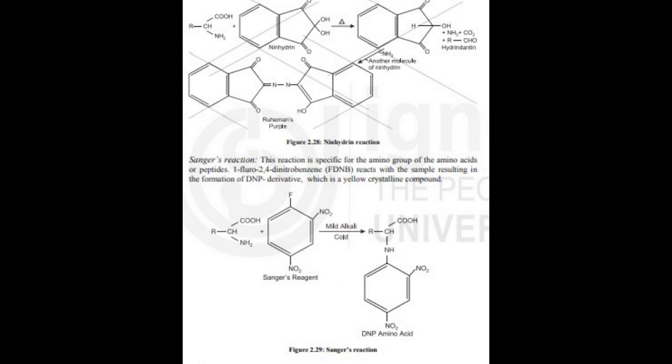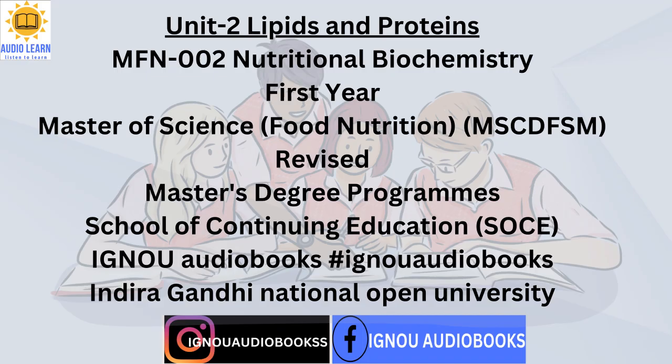Figure 2.28, ninhydrin reaction. Sanger's reaction. This reaction is specific for the amino group of the amino acids or peptides. 1-Fluoro-2,4-dinitrobenzene, FDNB, reacts with the sample resulting in the formation of DNP derivative, which is a yellow crystalline compound. Figure 2.29, Sanger's reaction. Edman's reaction. This is an important reaction for the identification of the amino acid at the N-terminal of the peptide. Phenylisothiocyanate reacts with the amino acid to yield a cyclic product, phenylthiohydantoin.